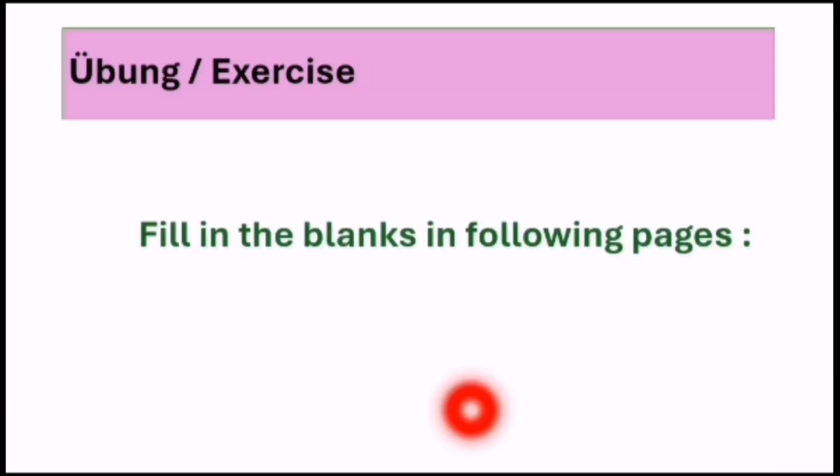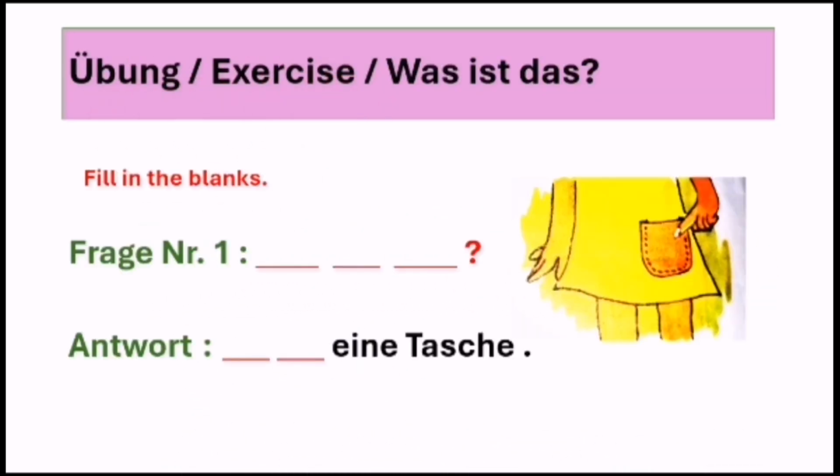So now Übung, exercise, fill in the blanks in the following pages. So now look at this Übung. Was ist das? Fill in the blanks. Frage Nummer 1, question number 1. You should write here, what is this in German? And then look at this picture, this one, and write Antwort. Antwort means answer. This is a pocket, eine Tasche. A pocket, okay? So you should write the remaining places.